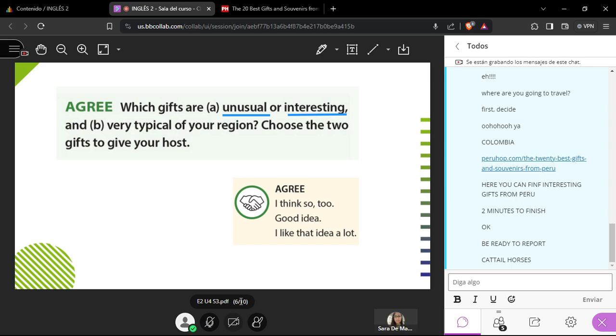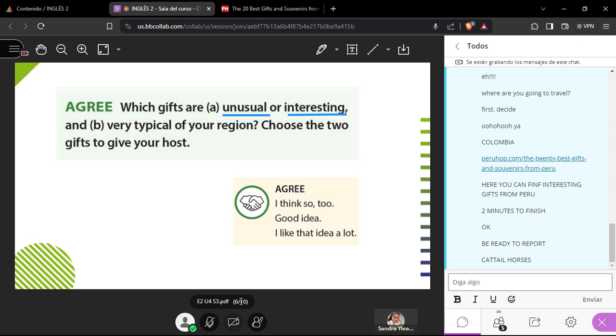Which gifts are unusual or interesting? Unusual or interesting. Very typical of your region. Choose the two gifts to give your host. That's right. Okay. Here, the question is very specific, right? It says, which gifts are unusual or interesting and very typical of your region? Choose the two gifts to give your host.